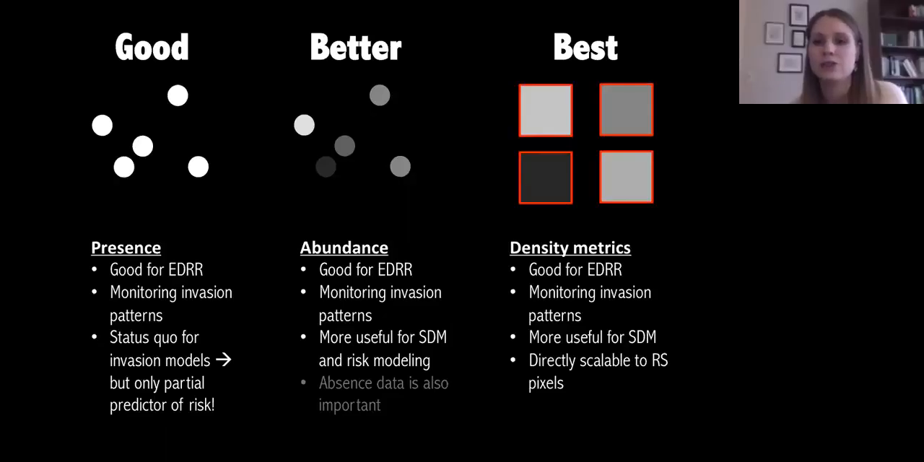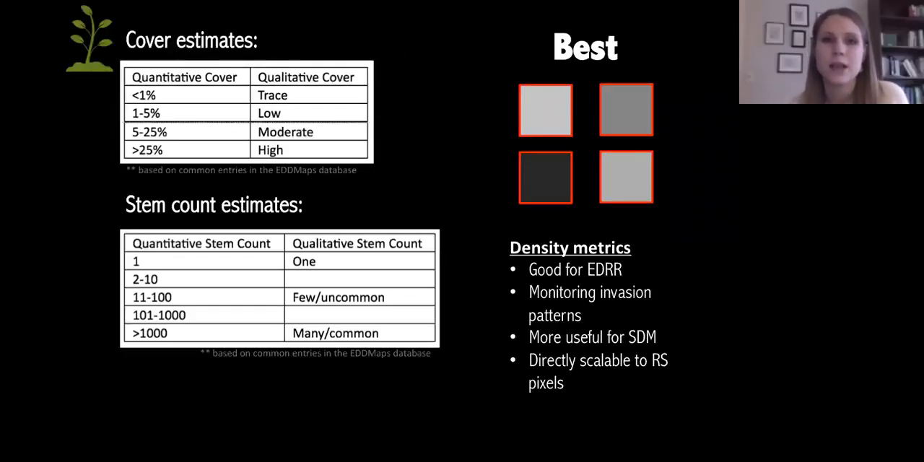studies is data that's directly scalable to remote sensing pixels. So in this case, we're talking about different types of density metrics. To give a couple of examples and maybe some recommendations on how to think about what you might record in a field-based survey of density, here I've got a couple of tables for plant invasion. In terms of plants, we might think about recording percent cover relative to a remote sensing pixel or another unit of area. And we also might think about stem count, again, considering how big an area you're counting stems over.